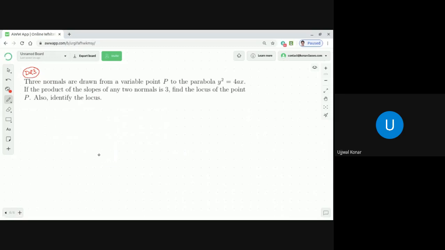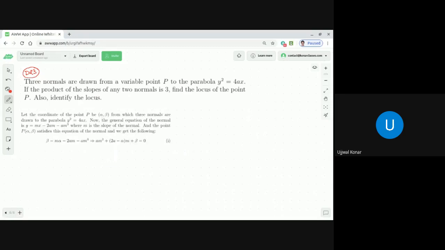So now, as we need to find the locus of the point P, let the coordinate of the point P be alpha comma beta, from which 3 normals are drawn to the parabola y square equal to 4ax. Now, the general equation of the normal to the parabola y square equal to 4ax, from the theory portion, is y equal to mx minus 2am minus a m cube.